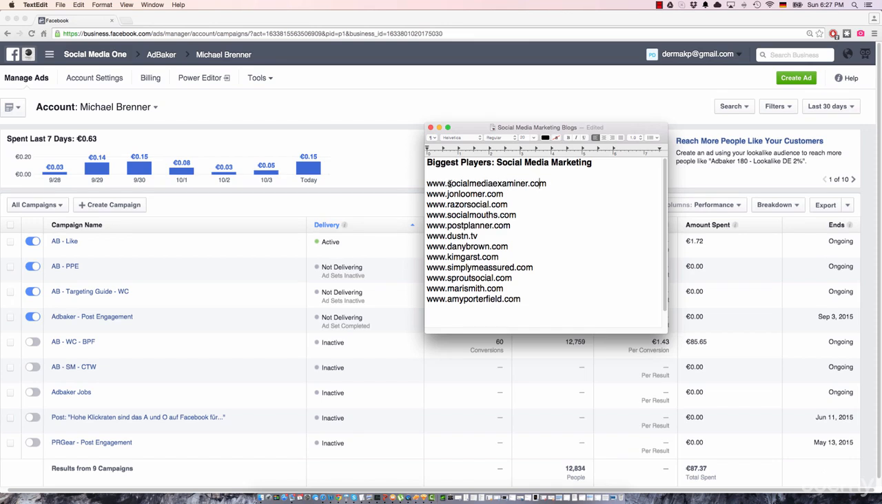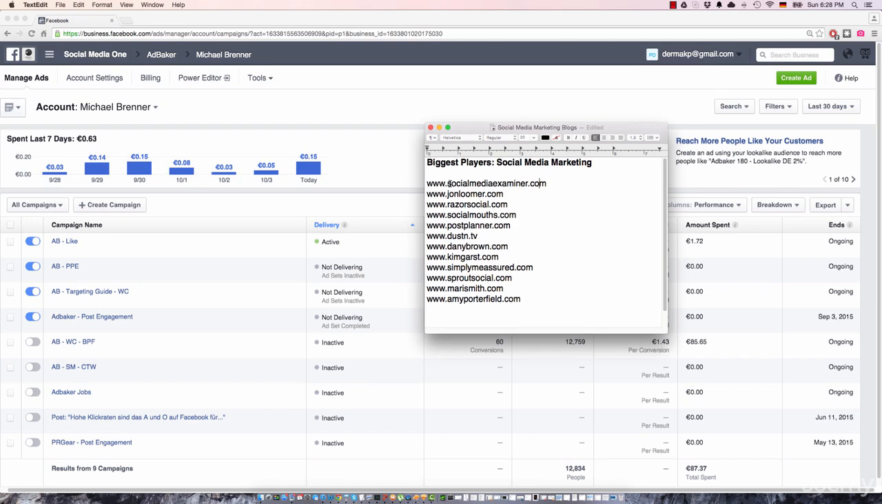So we want to know how old they are. Where do they live? What are they interested in? What's their online purchase behavior? What sites do they like? Where do they hang out? Are they checking out Social Media Examiner on their mobile phones or on desktop? What's their income? What's their relationship status?